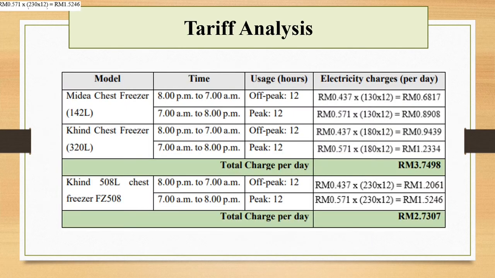Here is the tariff analysis for different kind of model. Since the freezer operates 24 hours, the usage hour will not change, but the electricity charge per day may be reduced. Before DSM, 2 freezers were used where the electricity charged around RM3.75 per day, but after DSM, the charge is RM2.73 per day.